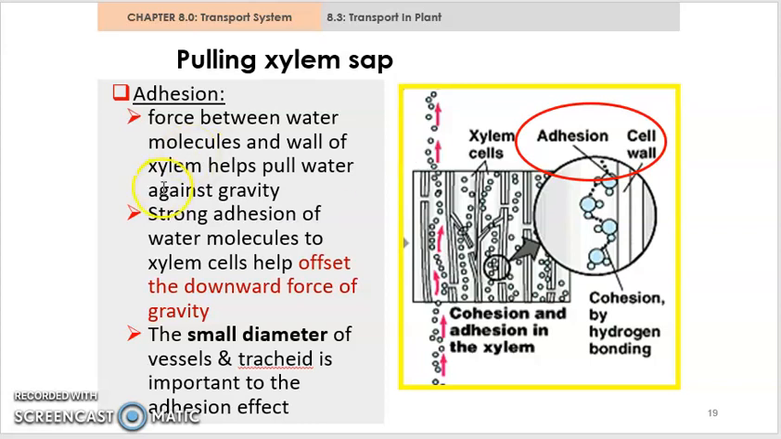Okay. And then strong adhesion of water molecules to xylem cells offsets the downward force of gravity. So the small diameter of vessel and tracheid is important to the adhesion effect. So one of the characteristics of the vessel and tracheid pada xylem ni, dia punya diameternya adalah lebih kecil. So that's why dia adalah important supaya boleh berlakunya adhesion effect.